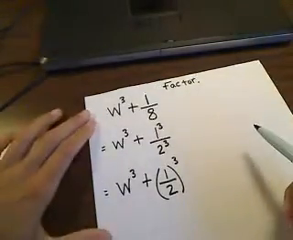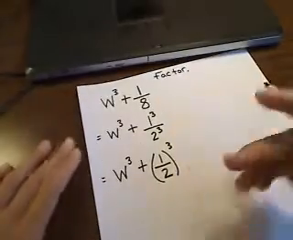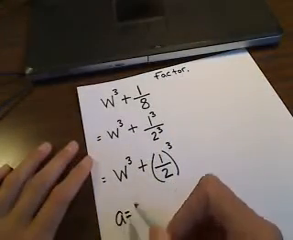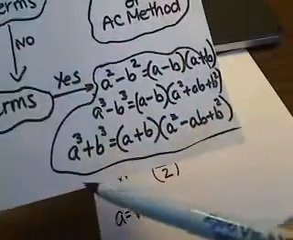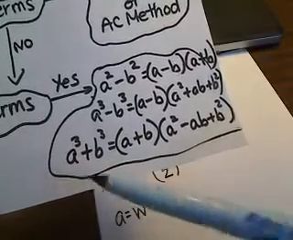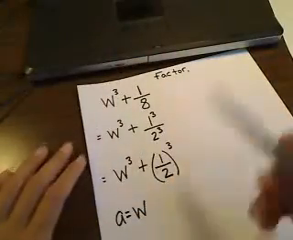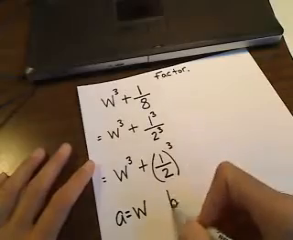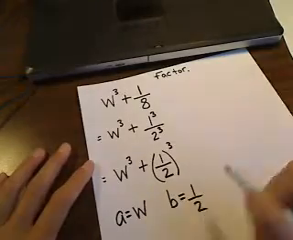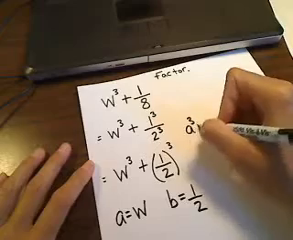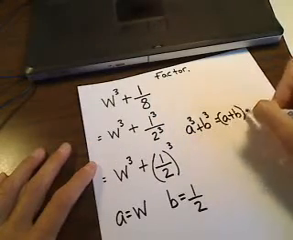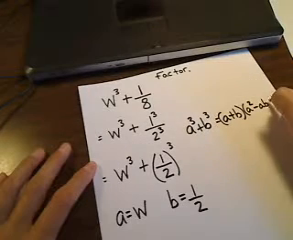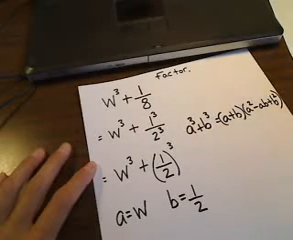So now I can actually identify the a and the b in my formula. The a, what's being cubed in this formula, is the w. So here's our formula right here. What's being cubed is the w, and what's being cubed right here is the 1/2. So in my formula, let me just write it out. It's a plus b, a squared minus ab plus b squared.